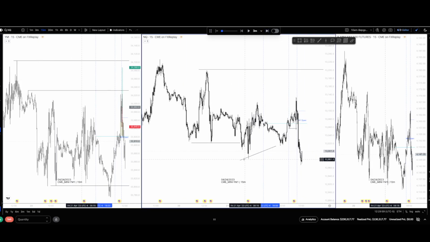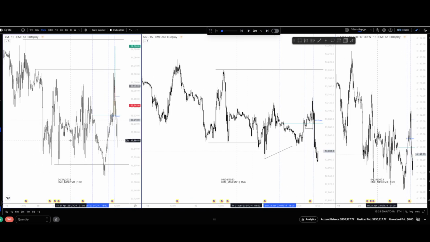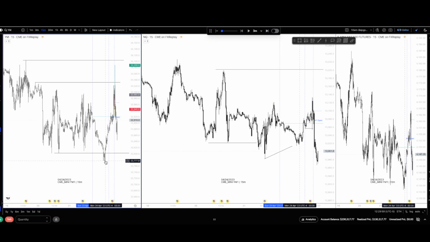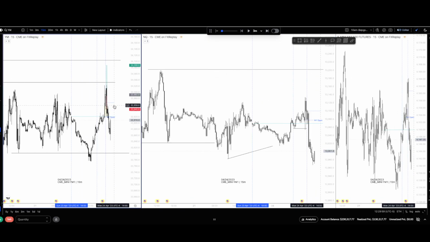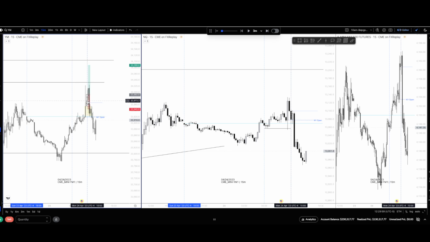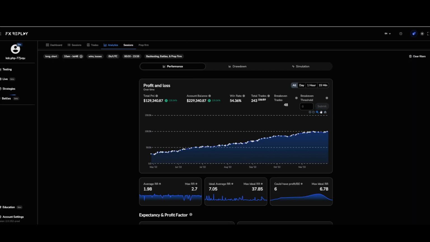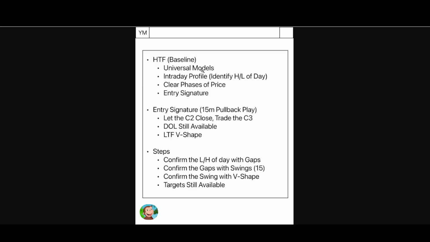Daily profile definitely looked like open low high close, right? Accumulation, manipulation, expansion away, opening up of gaps, confirming gaps with 15-minute swings. Now that was crazy, right? So universal model, ERL, IRL, intraday profile, very clean open, low, high, close, clear phases of price, expansion in, expansion away, and then we had those gaps, right? Entry signature was a 15-minute pullback play.